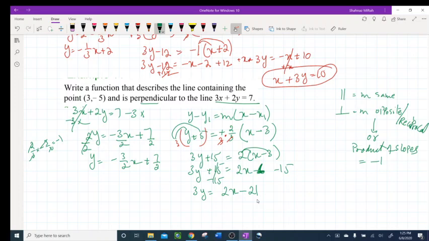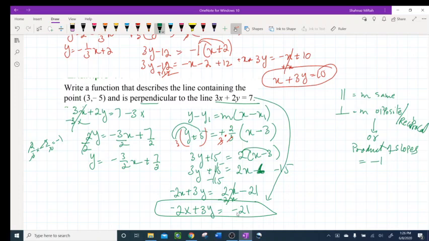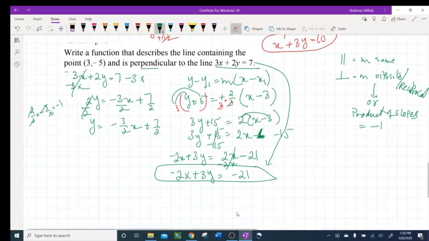So I got 6 and 15, -21, correct. 3y is good, like a standard form. 2x is good, so I just have to move the 2x to the other side. 3y has a positive, 2x is negative. So my standard form is -2x plus 3y equals -21. And this is a standard form of this equation, and both of them are perpendicular to each other.